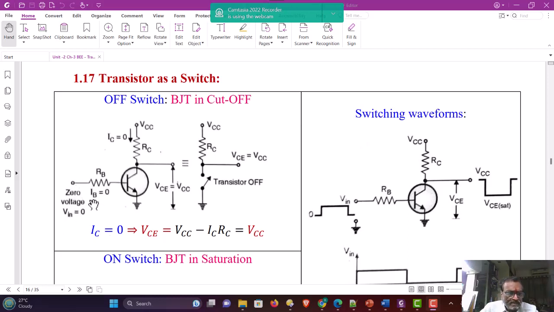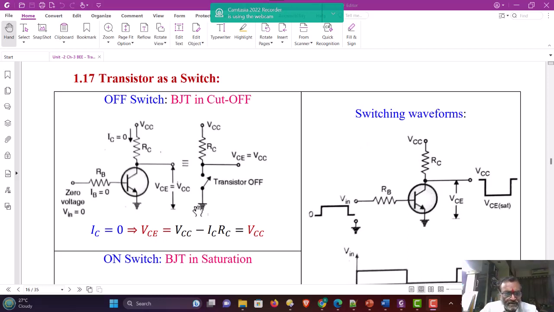Say when input voltage is 0, the base current is 0. When base current is 0, the transistor base to emitter junction voltage is 0. And therefore, no base current, therefore there is no collector current. When there is no collector current, the voltage drop across RC, that is IC into RC, will be 0. And therefore, output voltage VC is equal to VCC minus ICRC. Since IC is 0, ICRC will be 0, and therefore VC is equal to VCC.